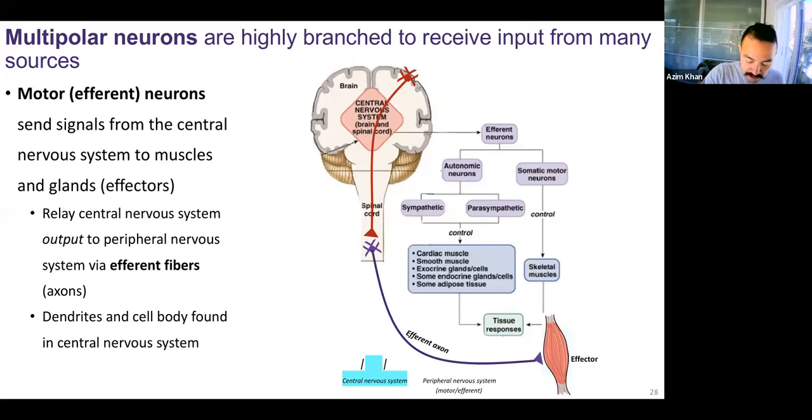Take a look at our picture here. See this neuron that I'm pointing at? Dendrites and cell body. This is multipolar. It's an interneuron because it starts in the brain and ends in the spinal cord. This is a multipolar interneuron. Interneurons can communicate with other interneurons, so it just might be a relay between interneurons, but they eventually might communicate with a motor efferent neuron, efferent with an E.